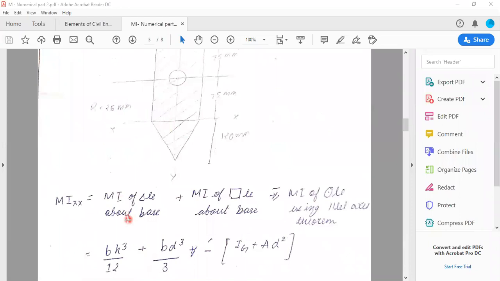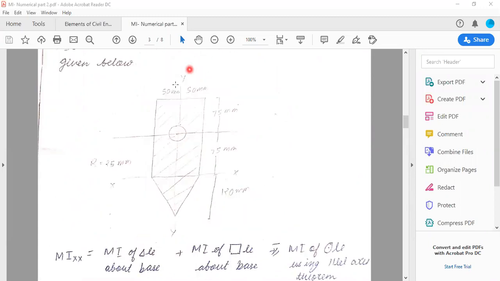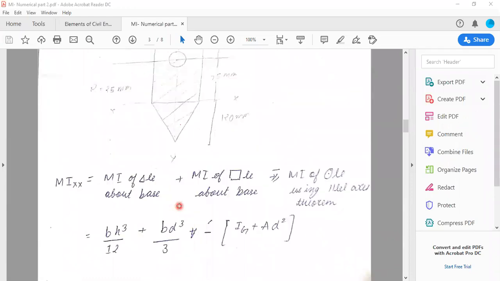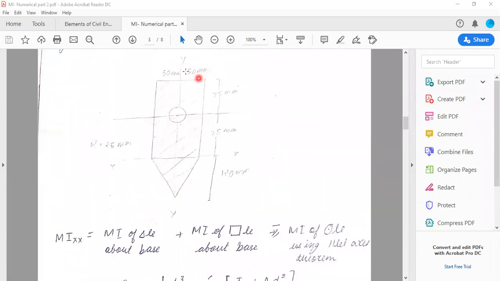So what is the formula for the triangle about the base? MI is bh cube by 12. So b is this, h is 120 divided by 12. B is 100. Okay. Then next we have the rectangle about its base.